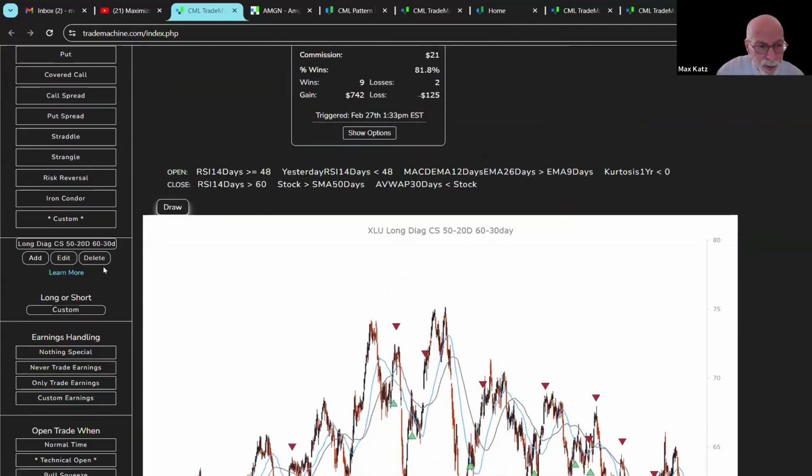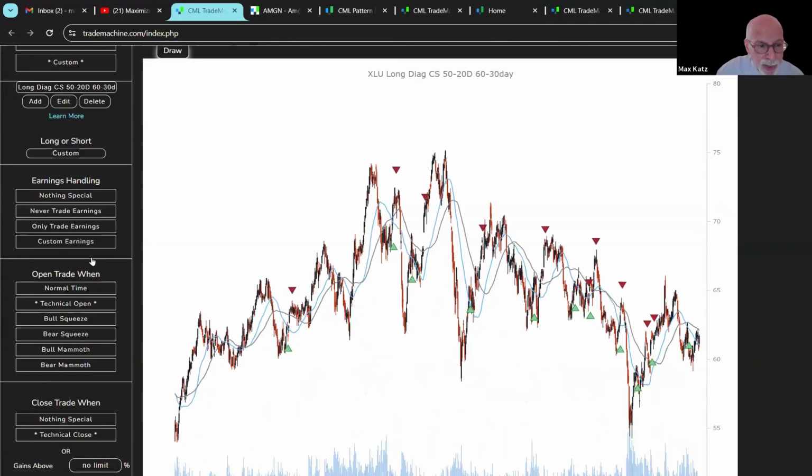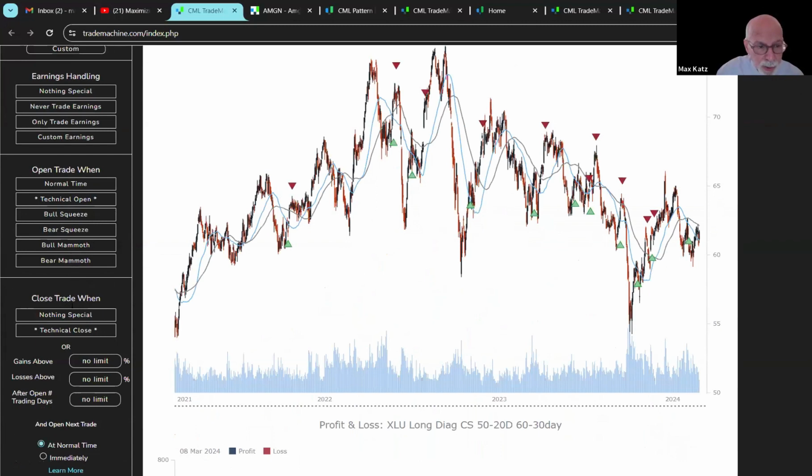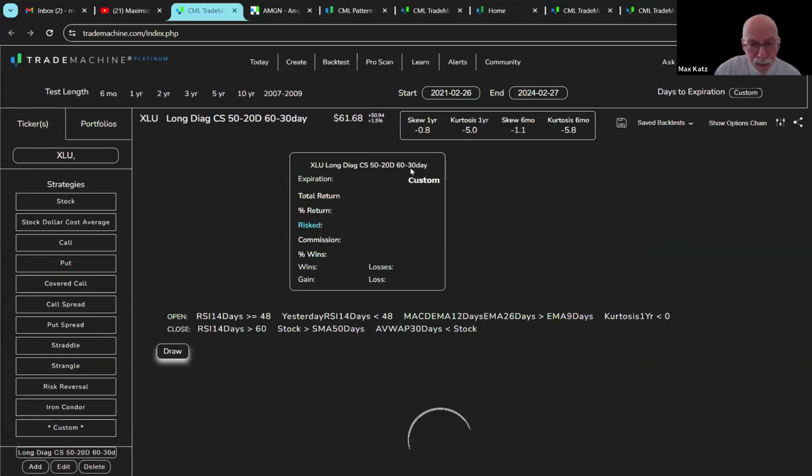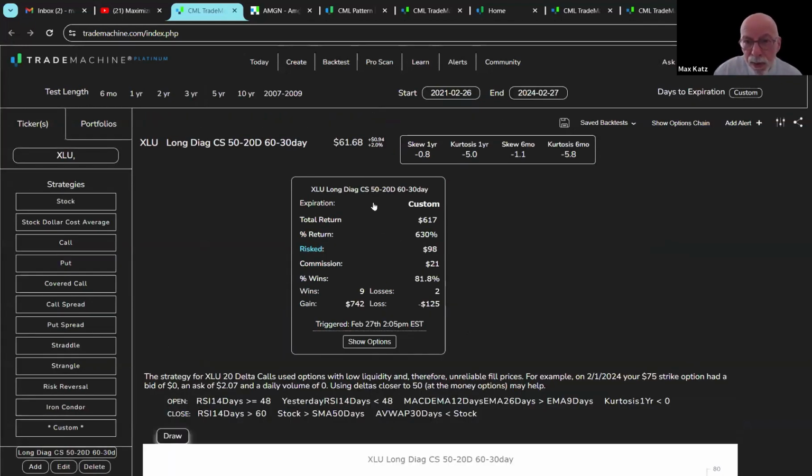The other thing I want to just highlight is if you scroll down below the technical open conditions, you can look at the technical close conditions right here as well by just clicking on close trade when, technical close, and there they are. RSI 14 above 60, stock above the SMA 50, and the AVWAP. All right, so you can find those technical close conditions in more than one place. It's going to rerun the backtest very quickly, all right?